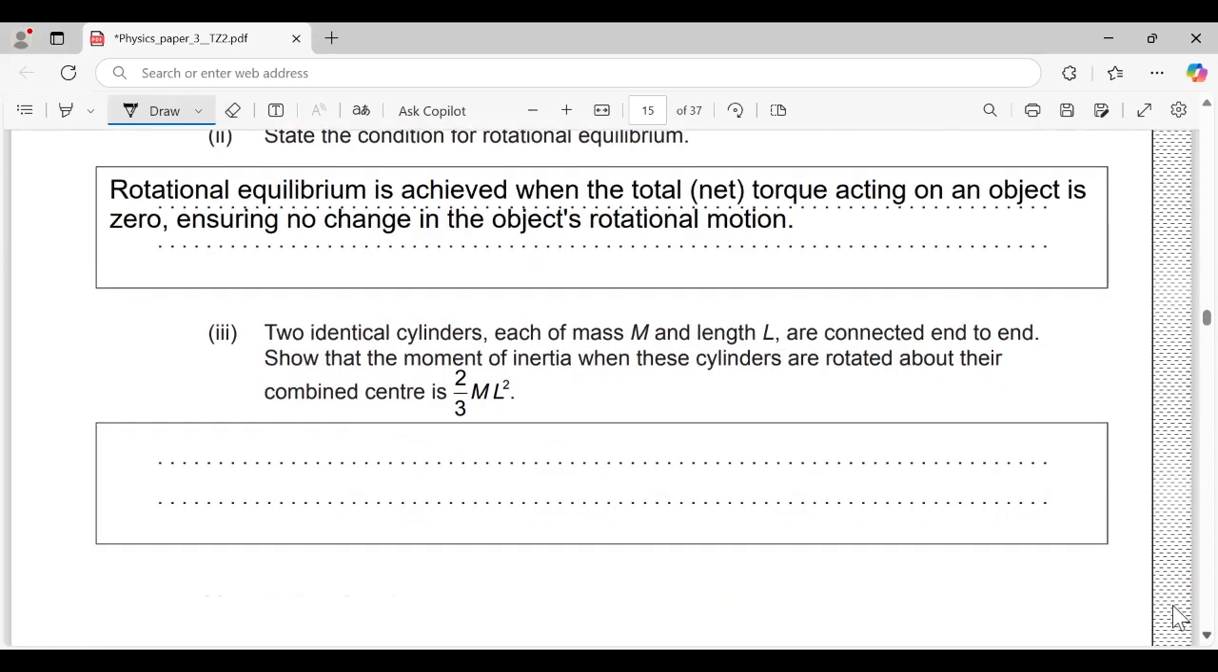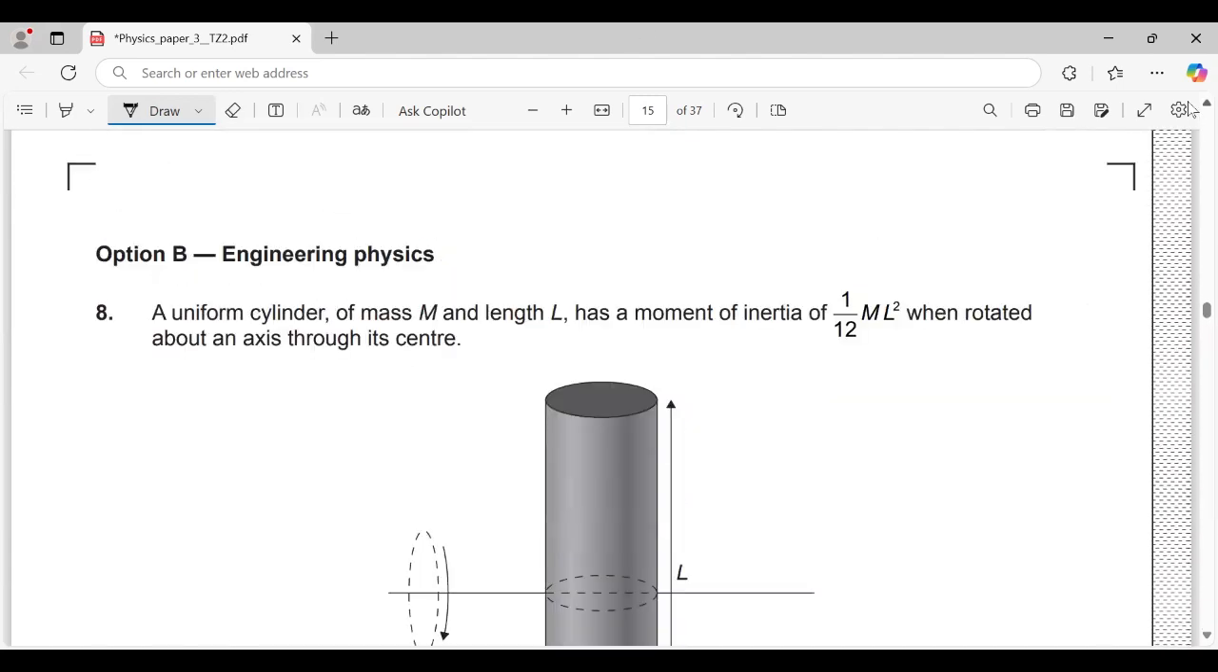Two identical cylinders, each of mass m and length L, are connected end to end. Show that the moment of inertia when these cylinders are rotated about their combined center is 2/3 mL squared. So there are two identical cylinders. If one cylinder, the moment of inertia is 1/12.